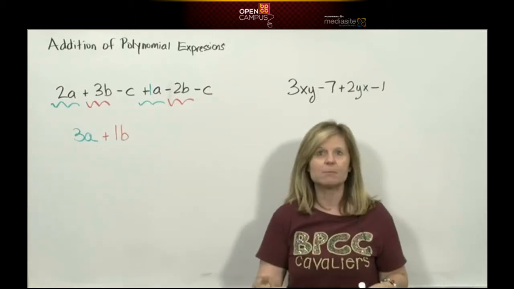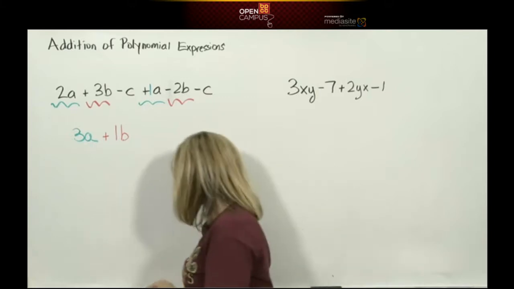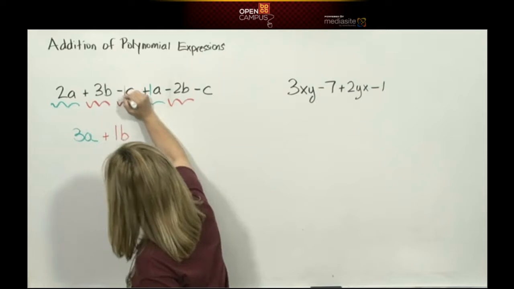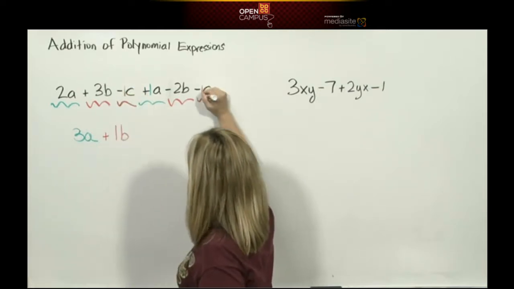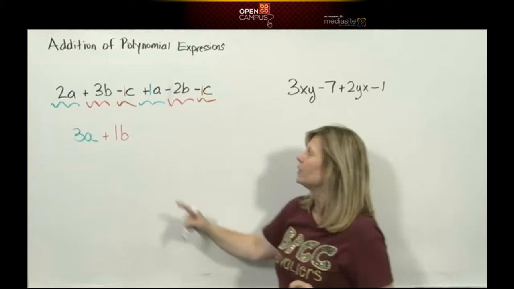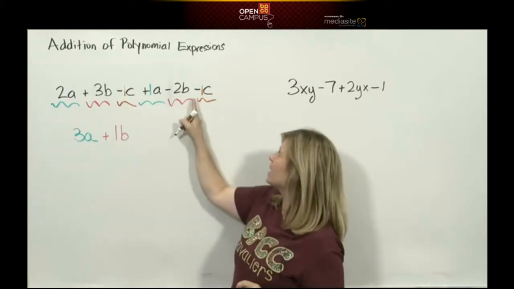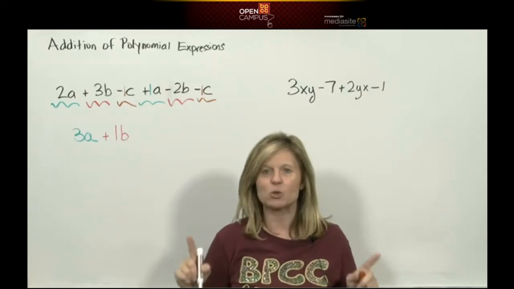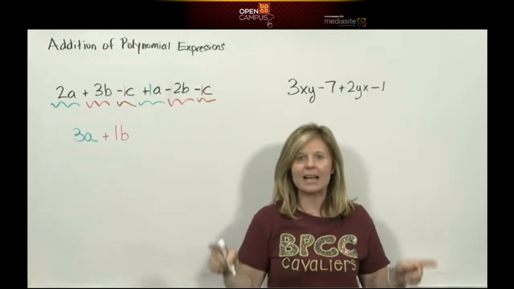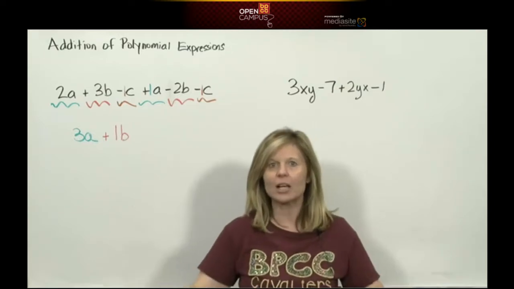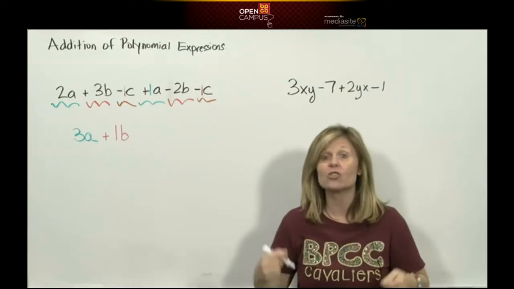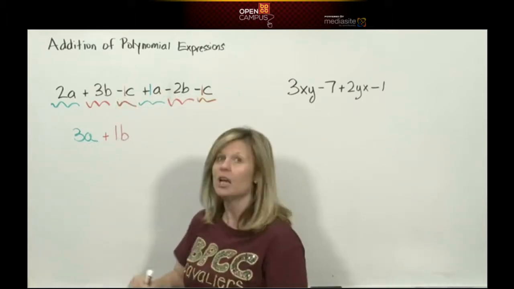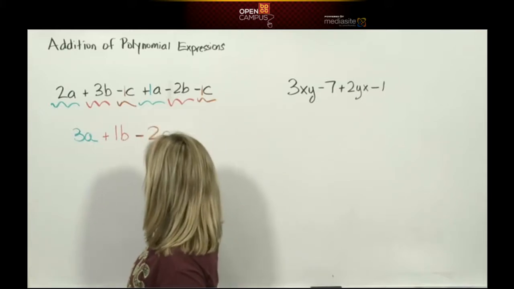Okay, after the a's and b's, the next would come the c's. So let's see. I have a negative c, it's understood the coefficient is negative 1. I have another negative c, it's understood the coefficient is negative 1. This coefficient is negative, this coefficient is negative. If they're both negative, they're the same. That means we add a negative 1 and a negative 1. I lost a cupcake, you lost a cupcake. We lost 2 cupcakes. So negative 1c and another negative 1c would make a negative 2c.